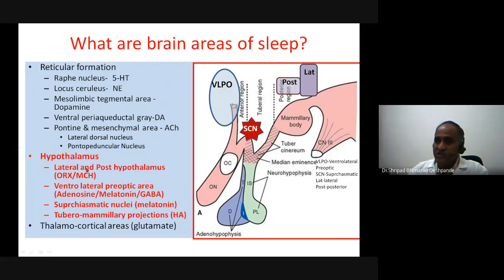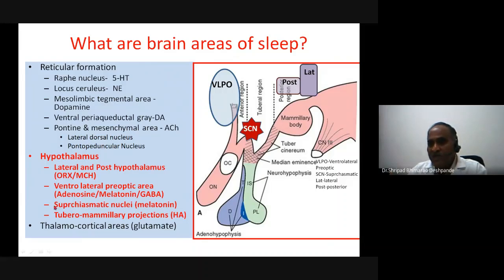Then we have another important area in the ventral, posterior hypothalamus: the ventrolateral preoptic area. You can see this is the ventrolateral preoptic area. These are the posterior and the lateral hypothalamic nuclei, here in the posterior region, and this is here in the anterior region. The ventrolateral preoptic area, known as VLPO, has many projections and receives inputs from adenosine, melatonin, GABA, and also from prostaglandins, leukotrienes, cytokines, and a number of other neurochemicals.